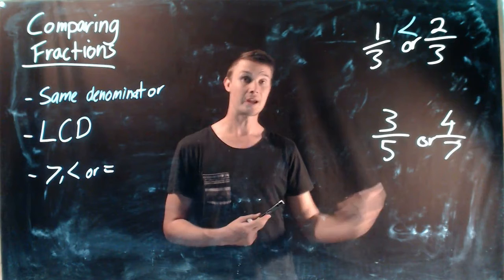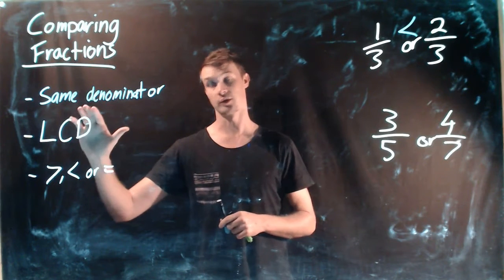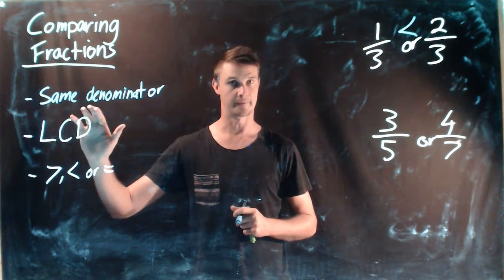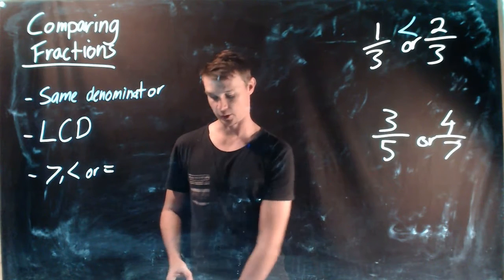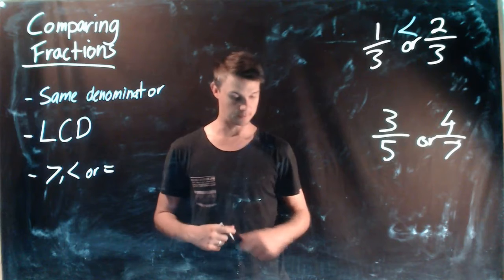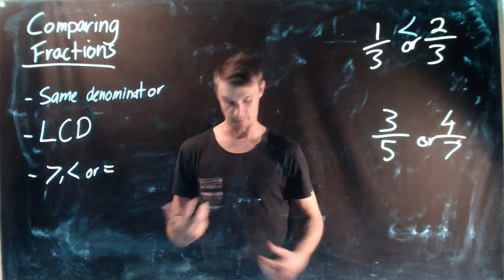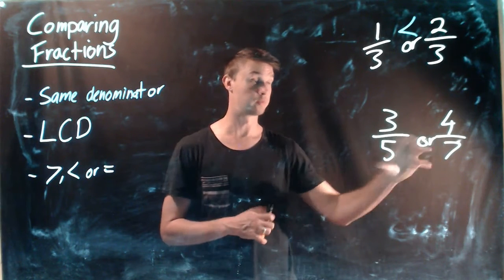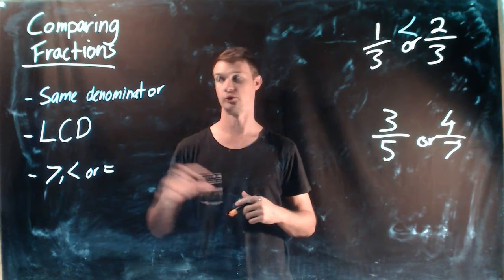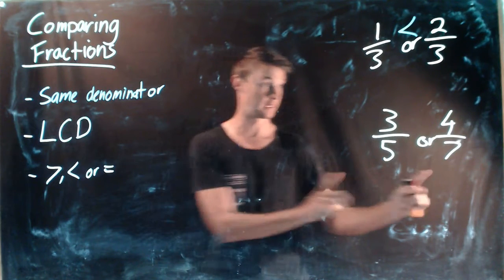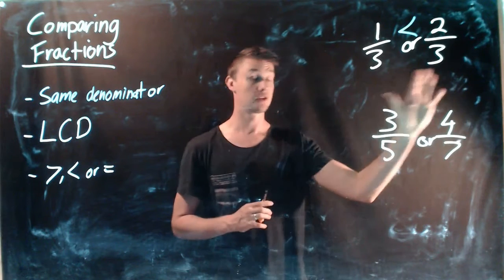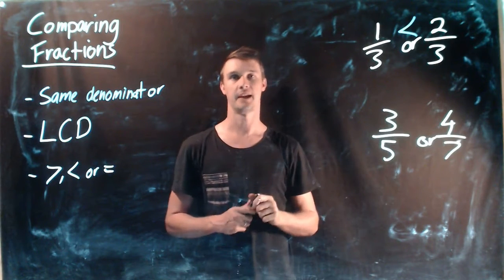The way that we do that is that we need to convert these two fractions so they have the same denominator, and we do that by finding the lowest common denominator. In previous videos, we've looked at the lowest common multiple, where we find multiples of numbers and find the one that is the same between them. But now we want to find the lowest common denominator, so we convert these two denominators so they're the same and we can then compare our fractions.